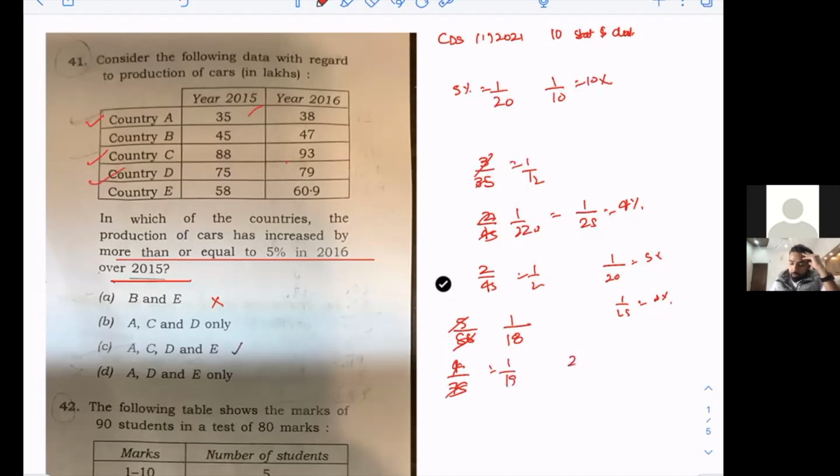E के लिए हो गया 2.9 upon 58, और इसको 3 by 58 लिख सकते हैं. Approximately 3 by 58 लिख दिया. That would be 1 by 19 again, so the answer would be A, C, D and E only. So it will be Charlie.